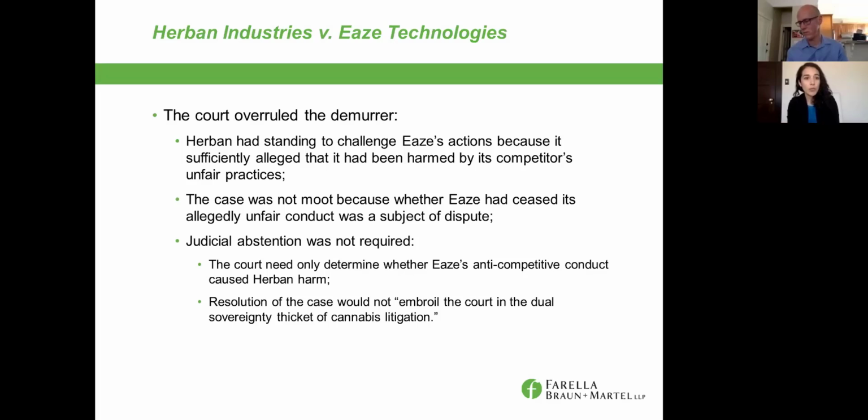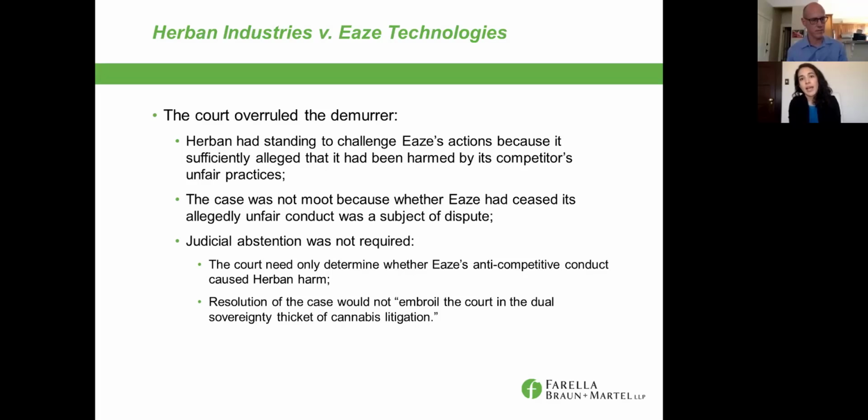So the court overruled the demurrer. The court found that Urban did have standing to challenge Ease's actions because it alleged that it had been harmed as a competitor by Ease's practices. So basically what Urban alleged was, we operate under the law and we don't accept credit card payments, and because of that, Ease is unfairly competing. They said that Ease was violating the law and making it harder for them to operate. So the court said that was sufficient to establish standing.